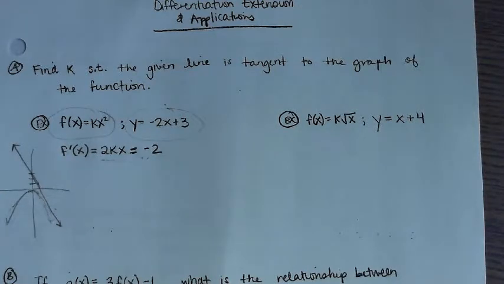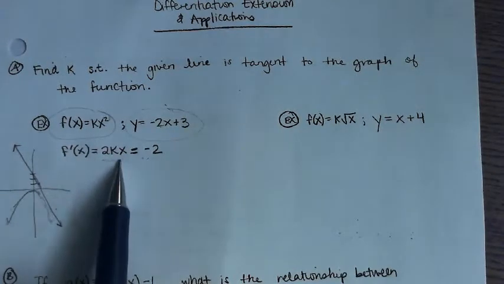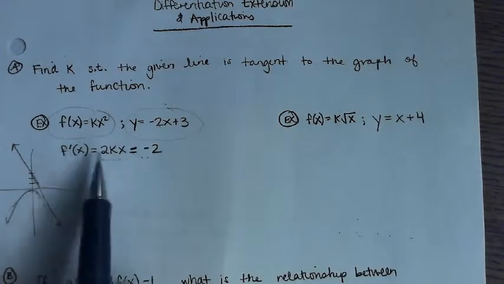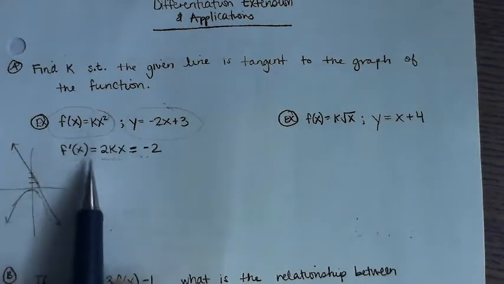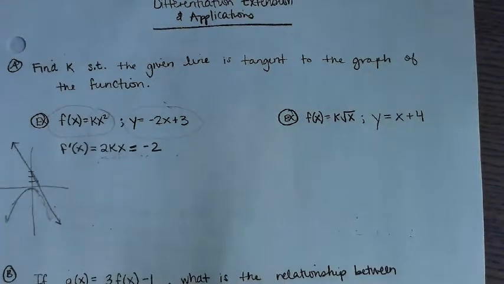Because I think there should be a system of equations here. Because right now we have 2 unknown variables. Our derivative is definitely 2kx. And our derivative and our slope, definitely we want to know that it equals -2. But we've got 2 unknown variables here. Stephanie?